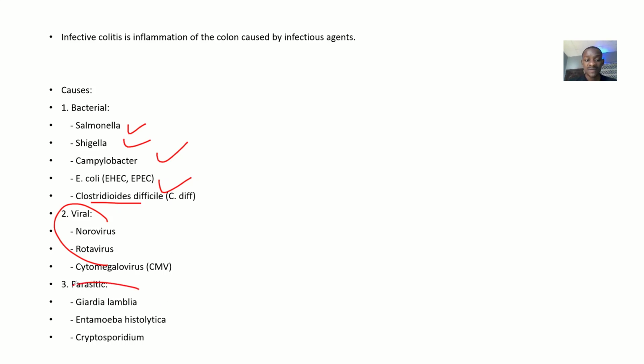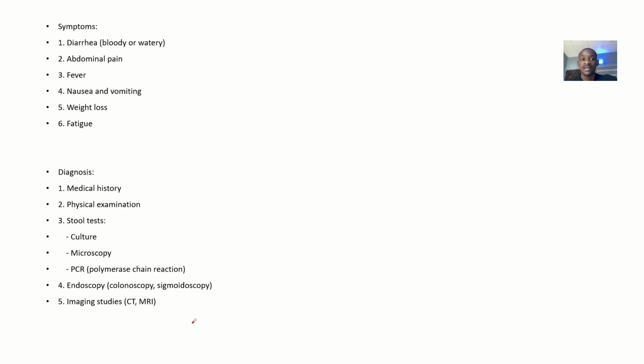Under parasites, we have parasites like Giardia lamblia, Entamoeba histolytica, Cryptosporidium, right? Then looking at the symptoms, it's basically the same thing as when we spoke about colitis in general, okay? So the patient will be having diarrhea, that's passing out bloody or watery stool, abdominal pain, fever, feeling like to vomit or vomiting, right? Weight loss, fatigue, all right?